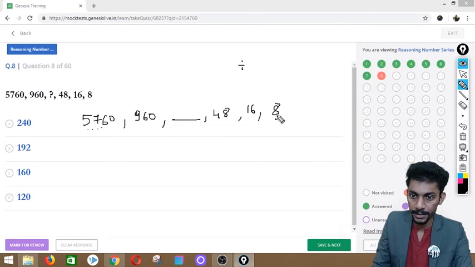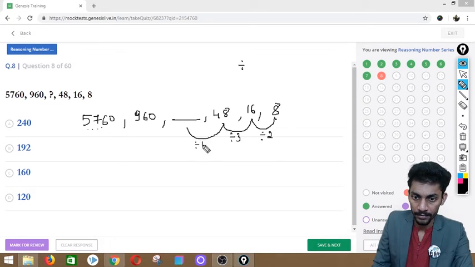Now from 16 to 8, how do they get that? 16 divided by 2, we get 8. 48 divided by 3, we get 16. Correct? So that means there is some pattern followed here. So this should be divided by 4. We don't know the value, we calculate. This should be divided by 5. This should be divided by 6.